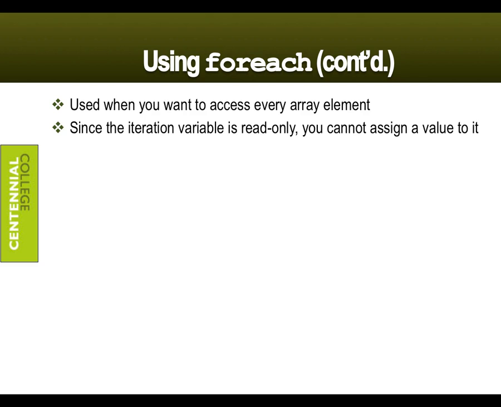Look what it says: use when you want to access every array element. And since the iteration variable is read only, you cannot assign a value to it. It's only read only. So it reads each of the elements in the array temporarily, and you can use it to print out or do whatever you want.